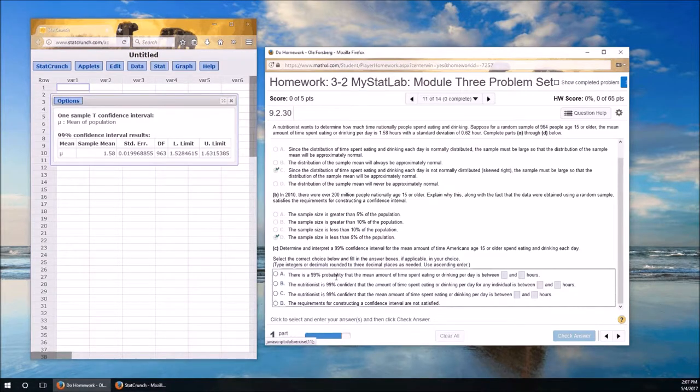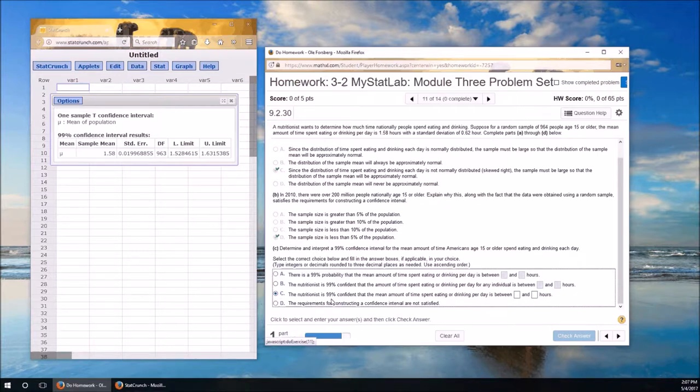So let's look at our options. There is a 99% probability. Nope. Confidence interval is not about a probability. It's never about a probability. The nutritionist is 99% confident so far that the amount of time spent eating or drinking per day for any individual. Nope. It's not about an individual, it's about an average, about the population average. So it's not B either. And let's go to D. The requirements for constructing a confidence interval are not satisfied. Yes, they are. So we can skip D, and we know it's C. It's the only one that's left.